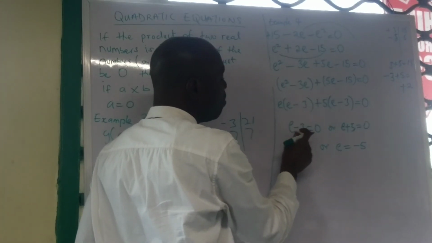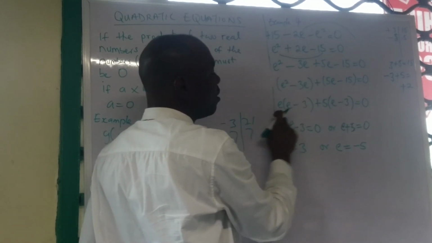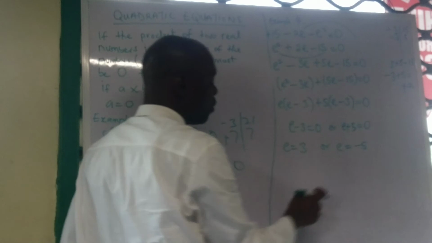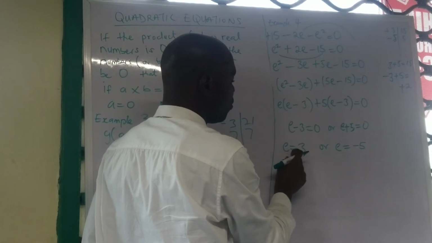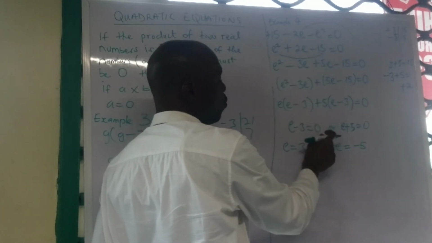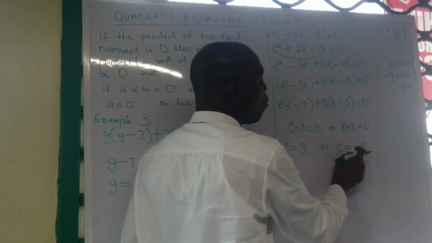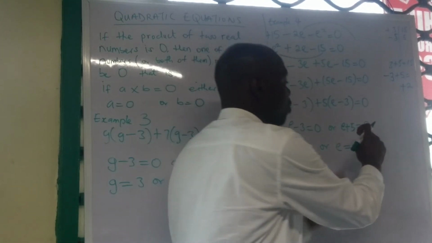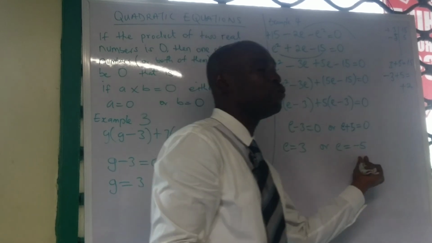So we now bring this one out. E minus 3 equals 0, or e plus 5 equals 0. So from here now, e equals plus 3, because we transfer this 3 to where the 0 is, it turns to 3. Or e equals minus 5. This negative, once we transfer this 5 to where the 0 is, it will turn to minus 5.